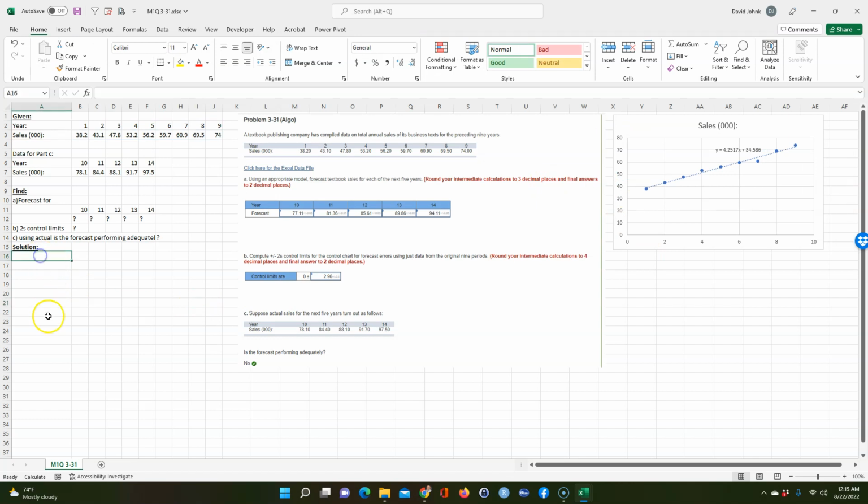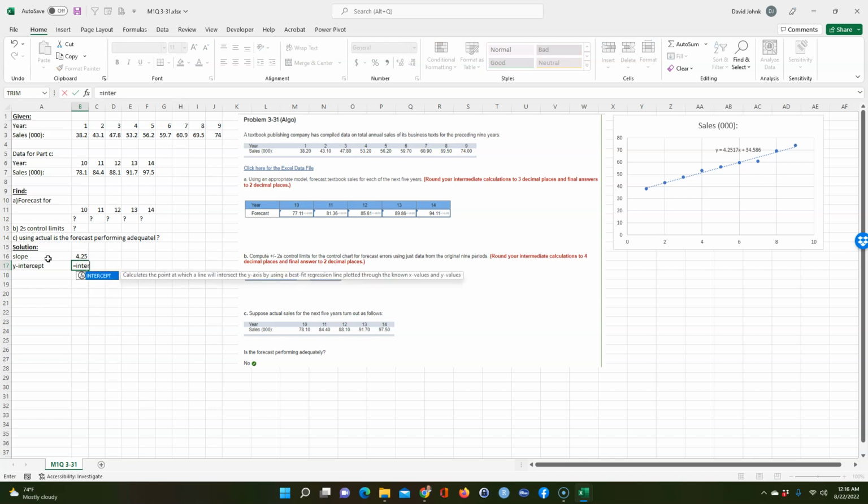So anyway, we can actually do it real quickly by going equals slope, and my known y's are my sales, that's this axis, and my known x's are my year. So my slope, let me put it over here and call this slope. Then we can put the y-intercept. Y-intercept, guess what? It's equal to intercept in Excel.